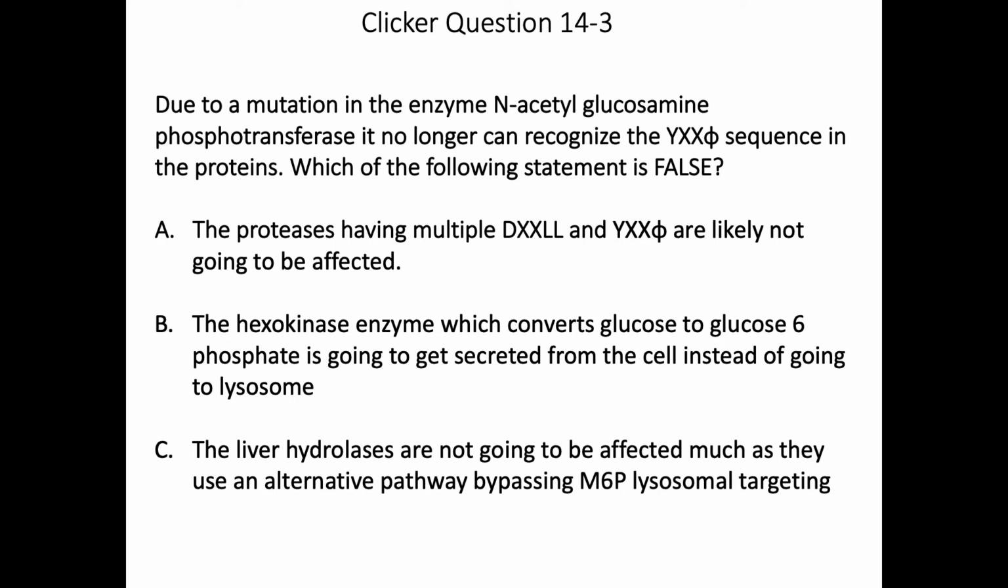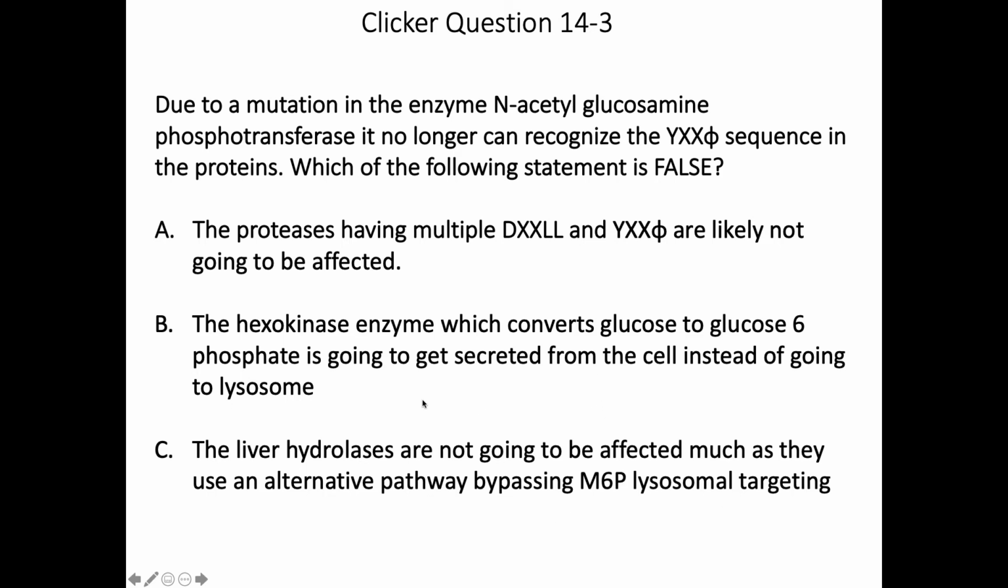Let's first explain that. We talked about that the proteases having the multiple DXLL, YX5 are not likely to be affected, and that is true. Remember that I said that there are multiple of these sequences. If there is a mutation in one, the other will be recognized, and there is no problem with that. The liver hydrolases are not going to be affected much as they can use the alternative pathway bypassing the M6P lysosomal targeting. That is true as well. We talked about that in the I-cell disease.